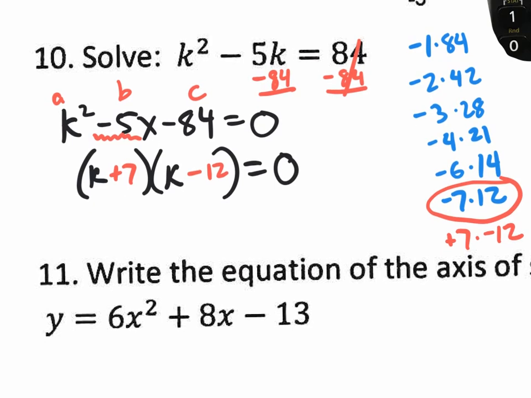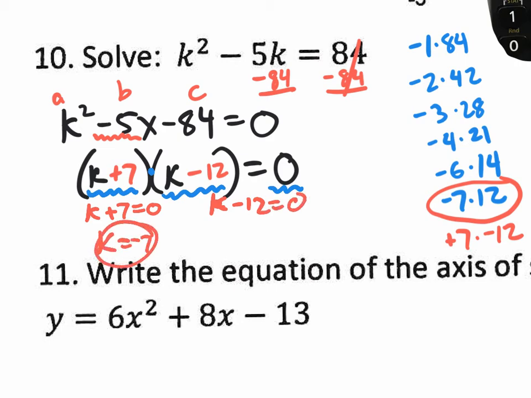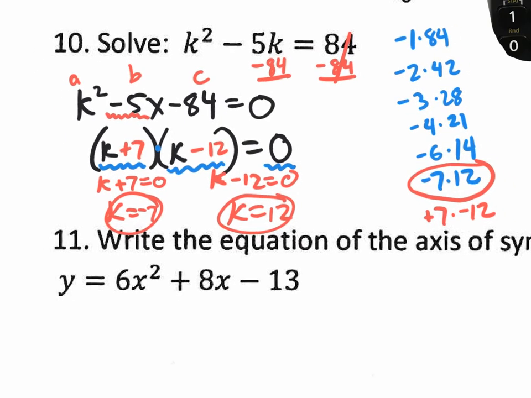I don't know. But anyway, if you have something times something and you get 0, the zero product property allows you to split those somethings and set them each equal to 0. So I do have k plus 7 equals 0, and I have k minus 12 equals 0. And if I solve both of those, I'll get k equals negative 7 and k equals positive 12. Those are our two answers for number 10. I hope you're satisfied with that explanation.